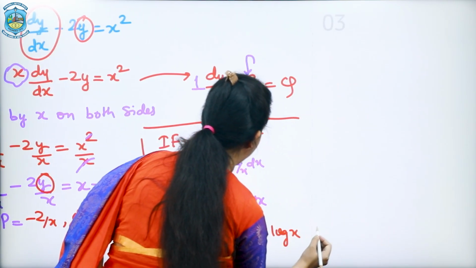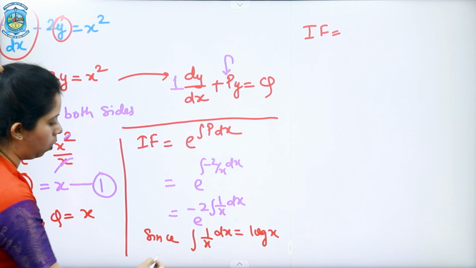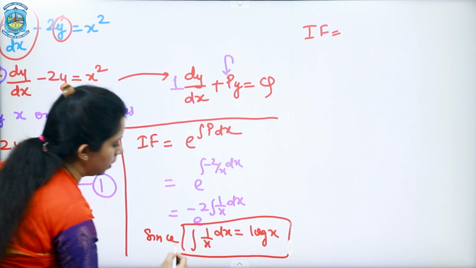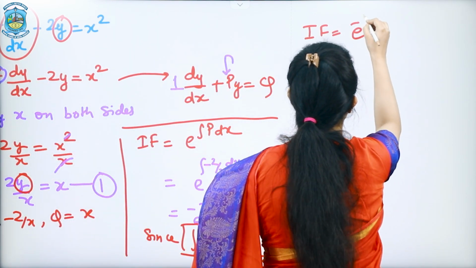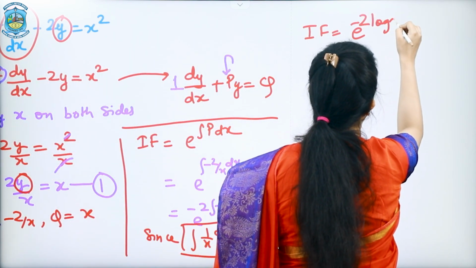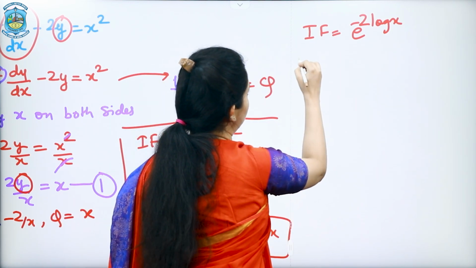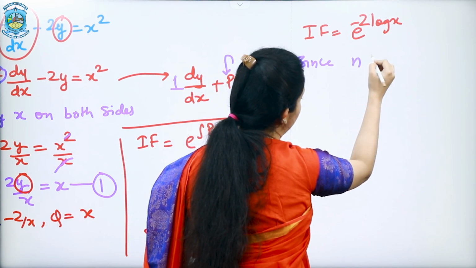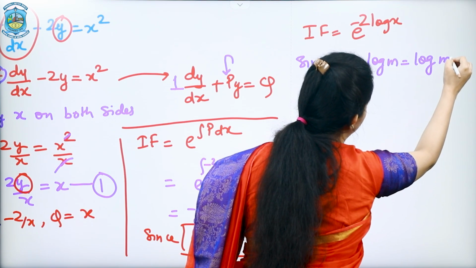So we will substitute the value. If is equal to, here the value of 1 upon x dx is log x, so we will put it here. So if is e raised to the power minus 2 log x. Next, here we can use the property of log. So the property of log is n log m is equal to log m raised to the power n.